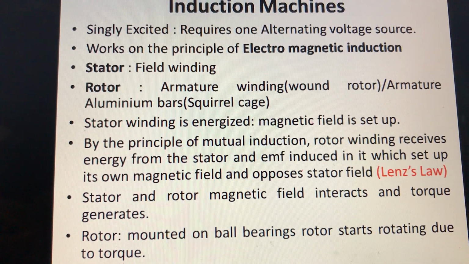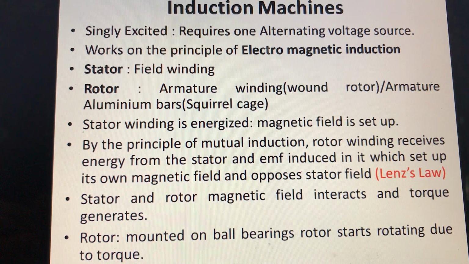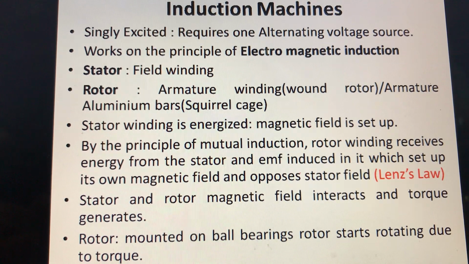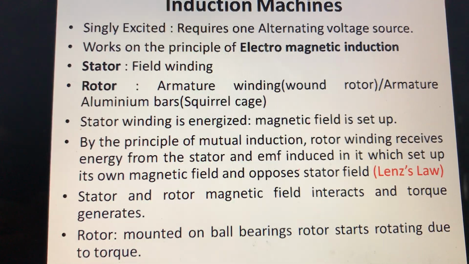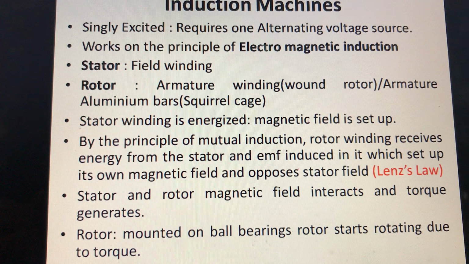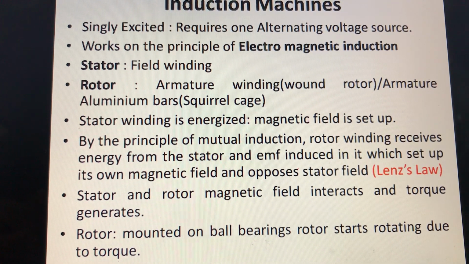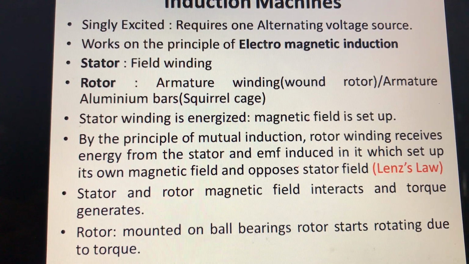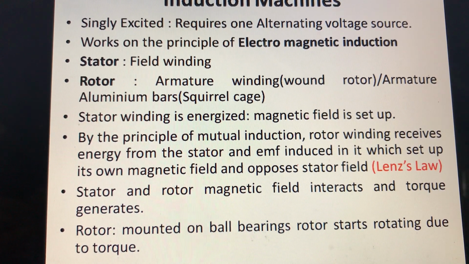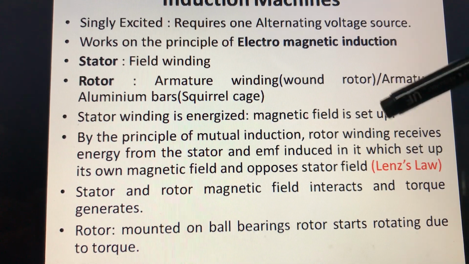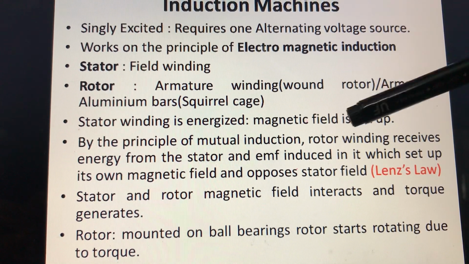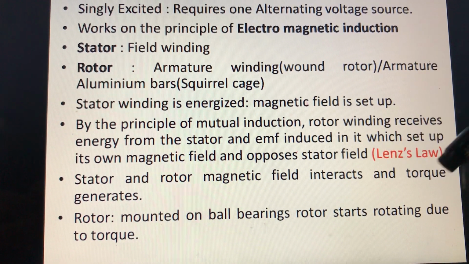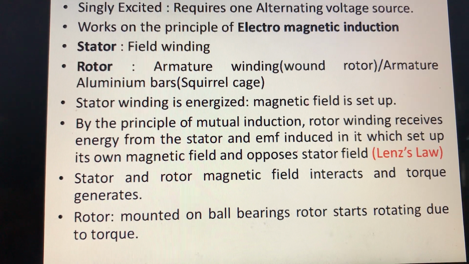Then the stator winding is energized and a magnetic field is set up in it. By the principle of mutual induction, the rotor winding receives energy and an EMF gets induced in it, which sets up its own magnetic field. Now the stator and rotor magnetic fields interact and torque is generated. As the rotor is mounted on ball bearings, the rotor starts rotating due to this torque. Here you can note that the magnetic field which is set up in the rotor opposes the stator's field. This is in accordance with Lenz's law, which states that effect always opposes the cause.